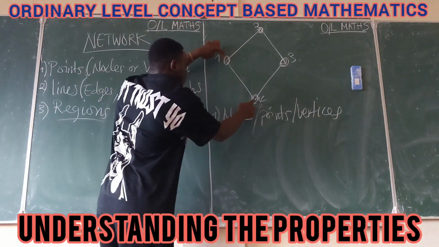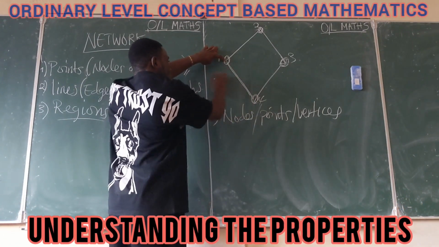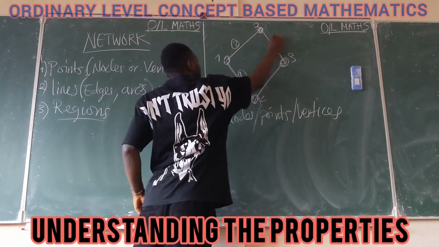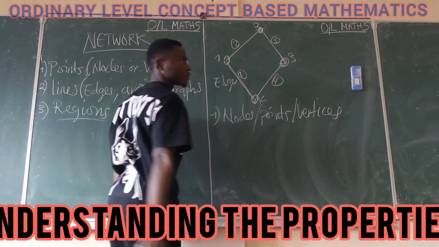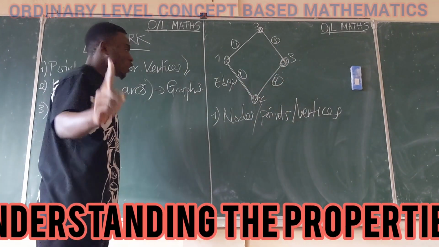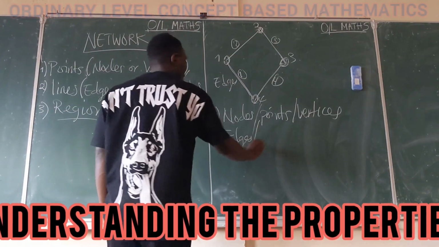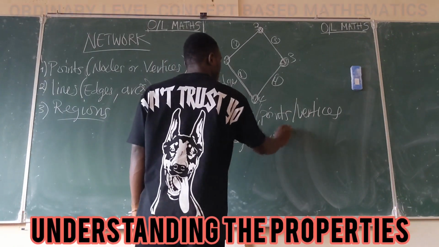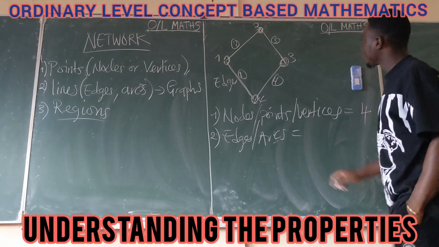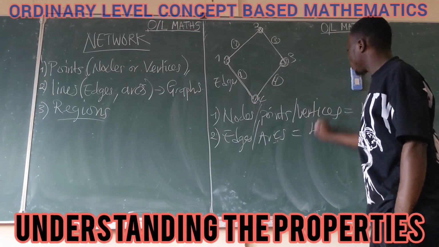Now, when you look at it from this point to this point, what we have is called an edge. These are edges. So this is the first edge, the second, the third, and the fourth. From one node to another node, we have an edge. Take note of that. So, if we are to talk about the edges or the arcs, how many of them are there? Remember, we have 4 nodes. How many edges are there? We have 1, 2, 3, and 4.